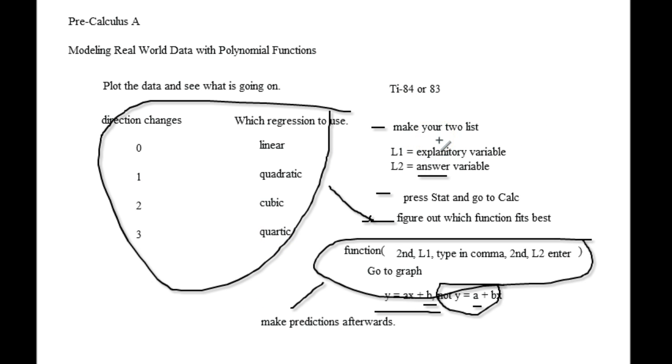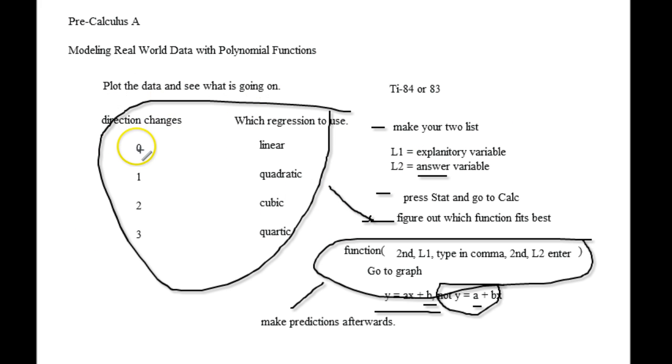Okay, so on your calculator, make your two lists. List 1, explanatory variable. List 2, your answer variable. Alright, press stat and go to calc and then figure out which function fits best. Alright, and you're going to look at the direction changes of your data. So always graph your data and then just figure out where to go. So plot the data and see what's going on.